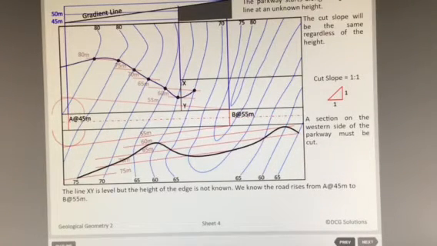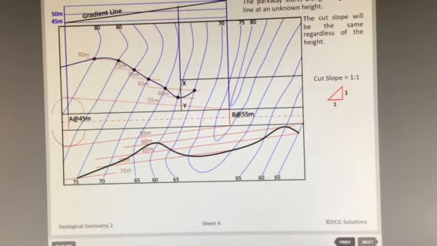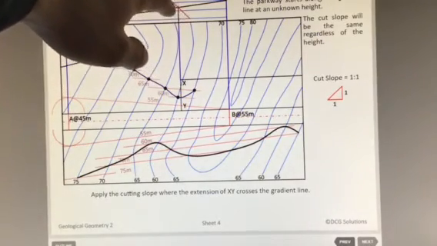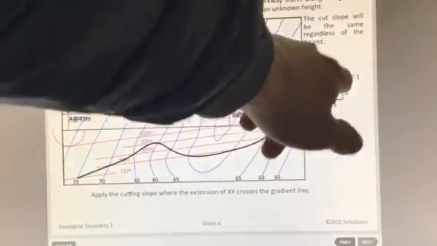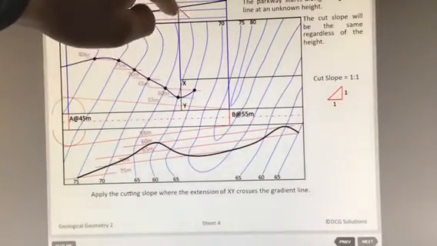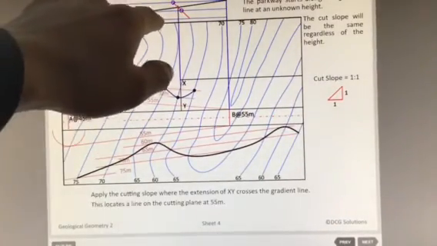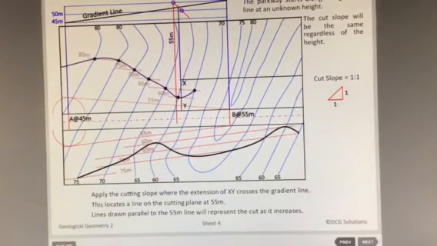So the cut slope will be the same regardless of height. So 1:1. So apply the cut slope where the extension of XY crosses the gradient line. So you just draw a line at 45 degrees, because it's 1:1, so that's going to be 45 degrees. Draw a line of 45 degrees through that point, and where it crosses over these other contour lines, you bring them down. And again, the same intervals.